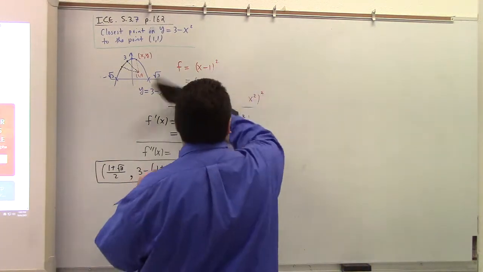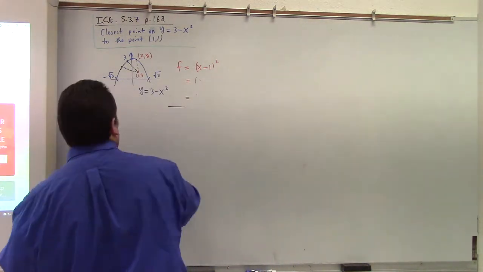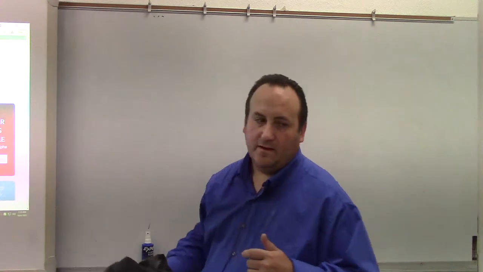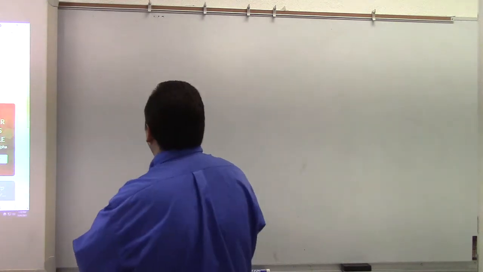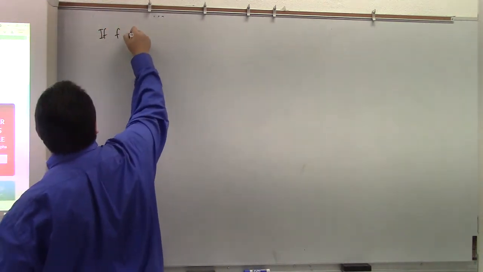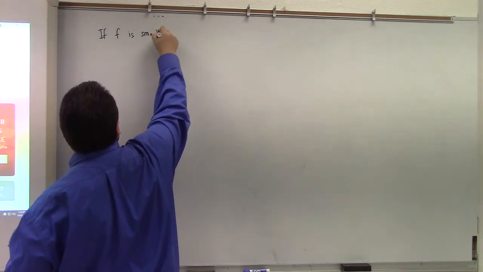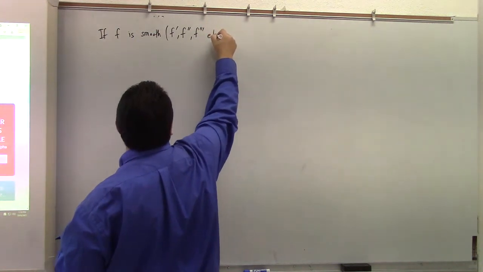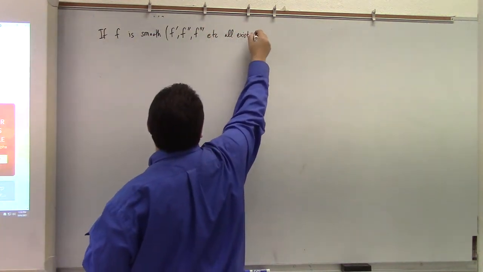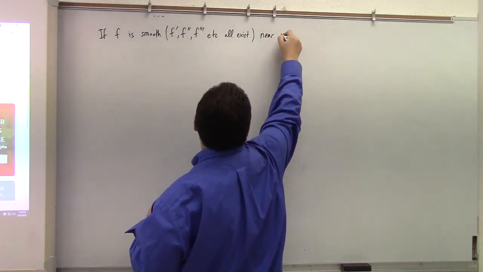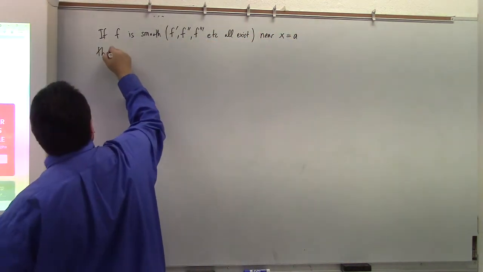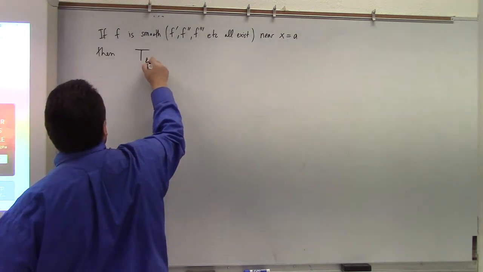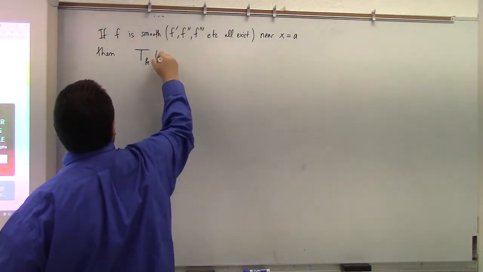So we're talking about Taylor polynomials today. Let me just tell you what a Taylor polynomial is again. If you have a function which is smooth, meaning that you can differentiate it as many times as you like, so f prime, f prime prime, f prime prime prime, etc., all exist near x equals a, then the kth order Taylor polynomial centered at a is this.